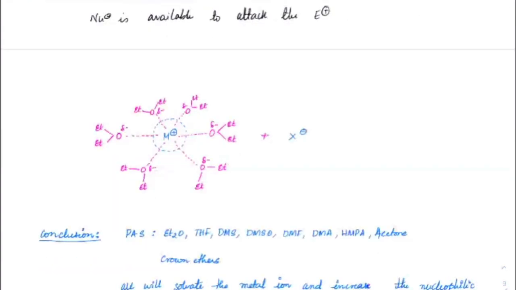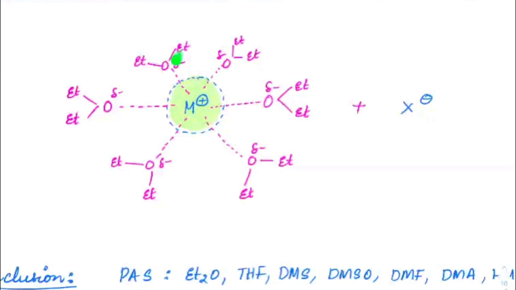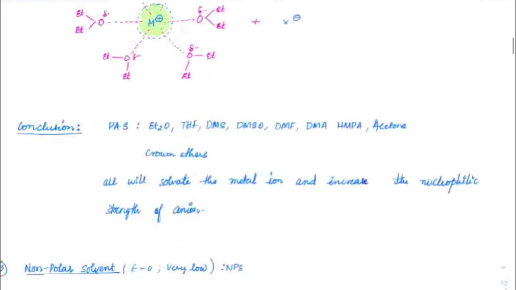So in the solution here, you can see the metal cation gets solvated, and this is an aprotic solvent. For our example, I'm taking it as ethers. Ethers will have dense negative charge on them, so they will try to solvate the metal cation, leaving behind the nucleophile. So the nucleophile hardly gets solvated here. In conclusion, all the polar aprotic solvents like this will solvate the metal ion and increase the nucleophilic strength of the anion. So whenever we have an anion, the nucleophilic strength would be more.